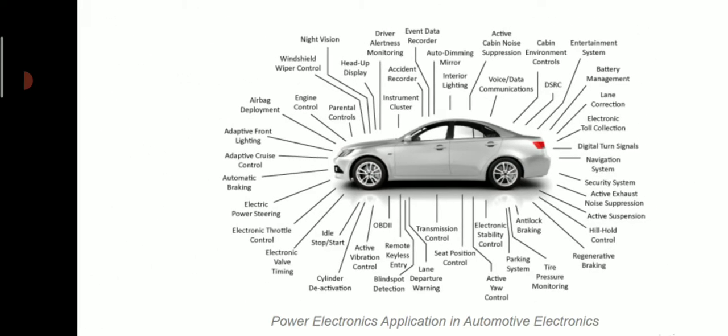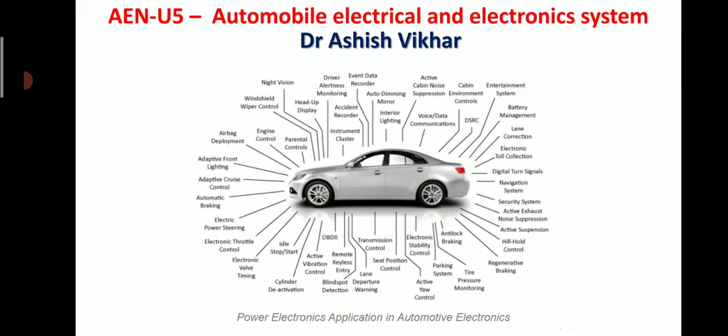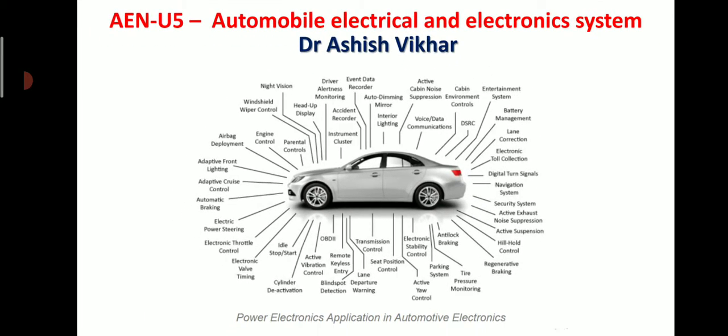All these modern facilities use electrical and electronic components for their proper working. Nowadays an automobile or any car is a combination of mechatronics, mechanical, electrical and electronics components. So which are these components and the details regarding such systems, that we can study in this unit number 5.